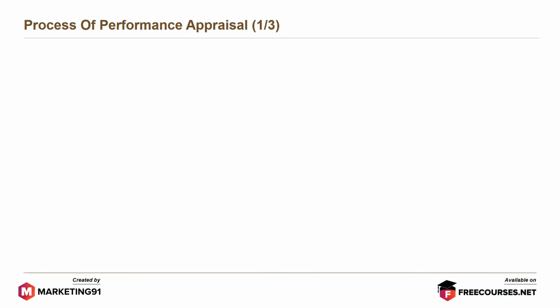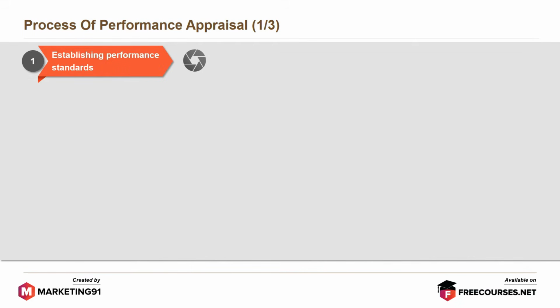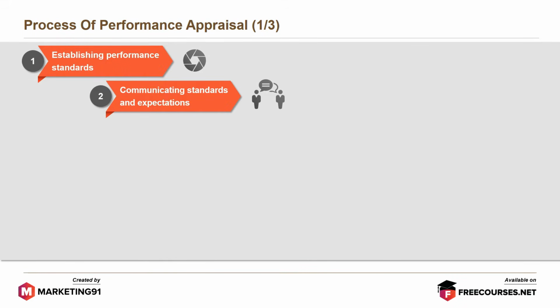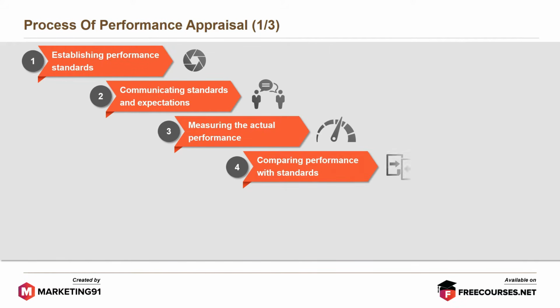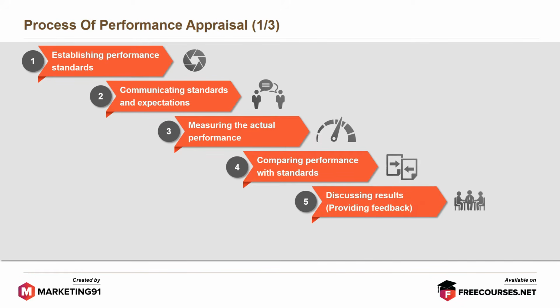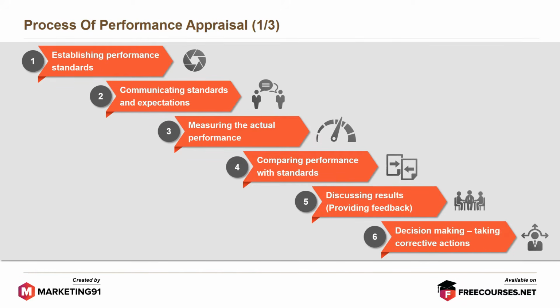The performance appraisal process involves 6 steps: establishing performance standards, communicating standards and expectations, measuring the actual performance, comparing performance with standards, discussing results, that is, providing feedback, and decision-making, taking corrective actions. Let's understand each of these steps in detail.